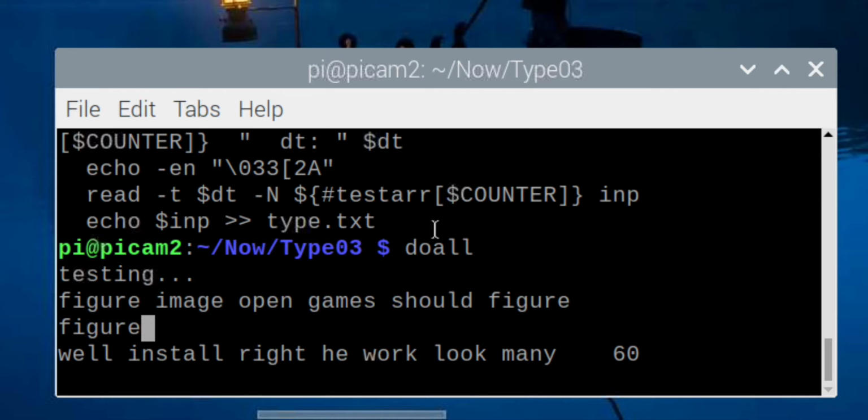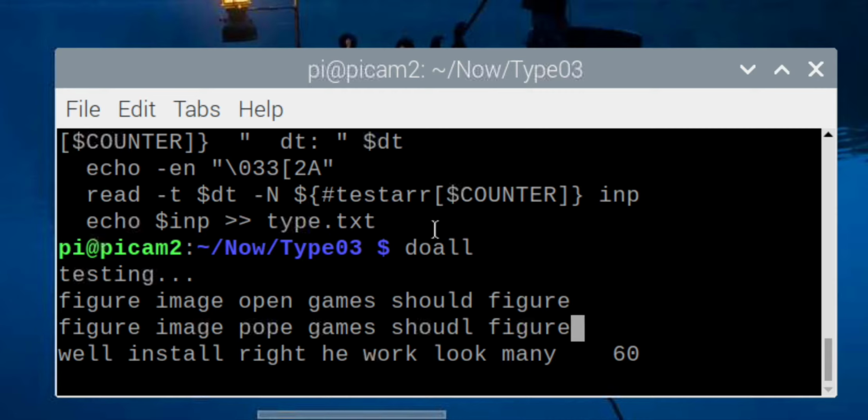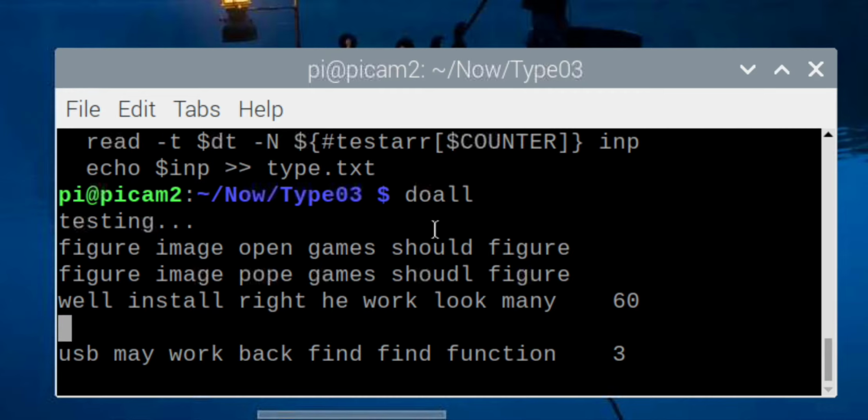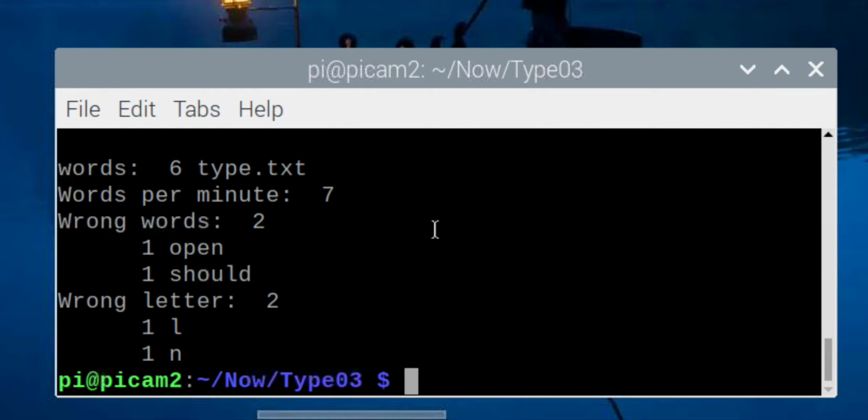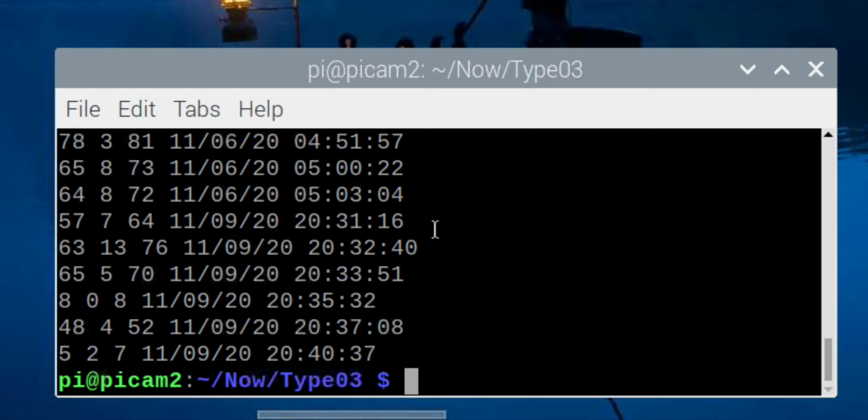So I can type, and it will go right here. And because it is numbers, I can do either enter or I can do a space, and that's 3 seconds, and that's done, and it just cuts off right there. And in this case, I have 7 words per minute. So over here, now you see 48, 4, 52, that's 48 correct words, 4 wrong, for a total of 52. 5 2 7, 5 correct words, 2 wrong words, for a total of 7.